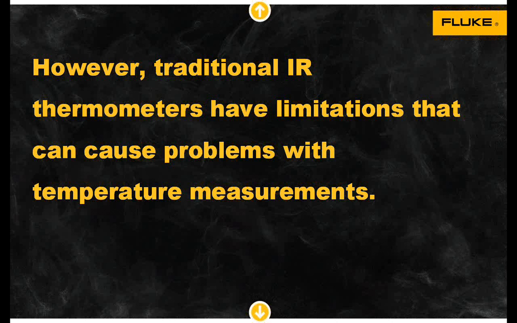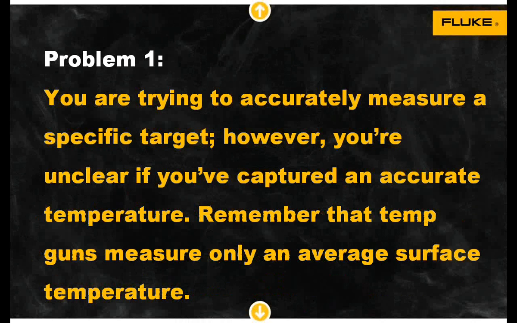However, traditional IR thermometers have limitations that can cause problems with temperature measurement. Let's look at the first problem. Problem 1. You're trying to accurately measure a specific target. However, you're unclear if you've captured an accurate temperature. Remember that temperature guns measure only an average surface temperature.